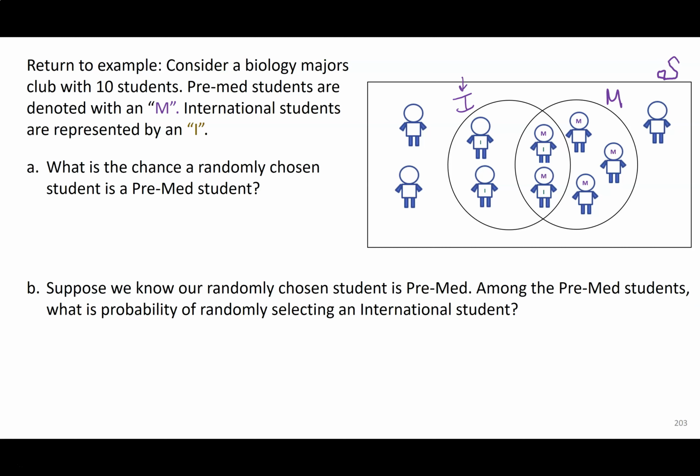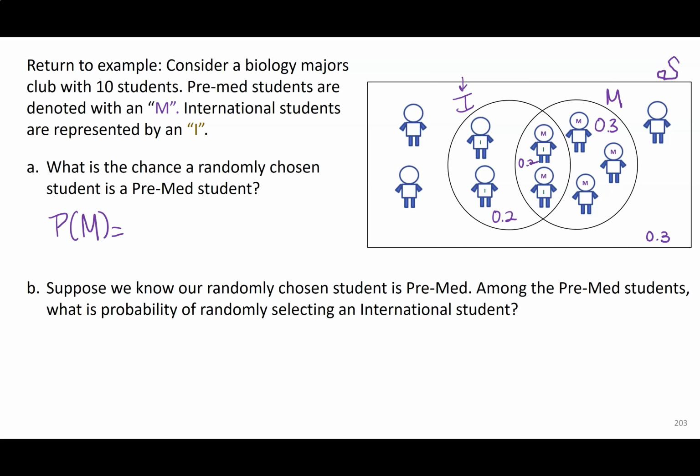So there was 0.3 outside of the circles. Inside just this wedge was 0.2. Inside the overlap was 0.2. 0.3. So what is the chance of randomly selecting a student? So probability that I select the student.